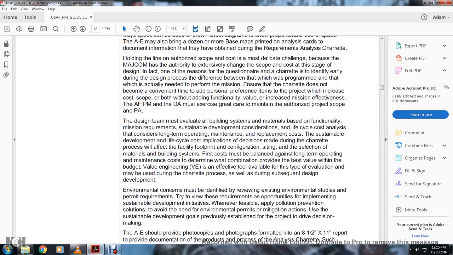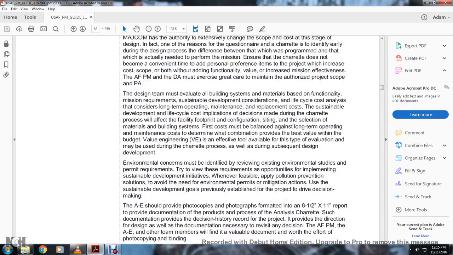The first cost must be balanced against the long-term operating and maintenance cost, determining the combination that provides the best value within the budget. The value engineering is effective depending on the tool availability and the type of evaluation, and may occur during the charette process but also during the subsequent design.